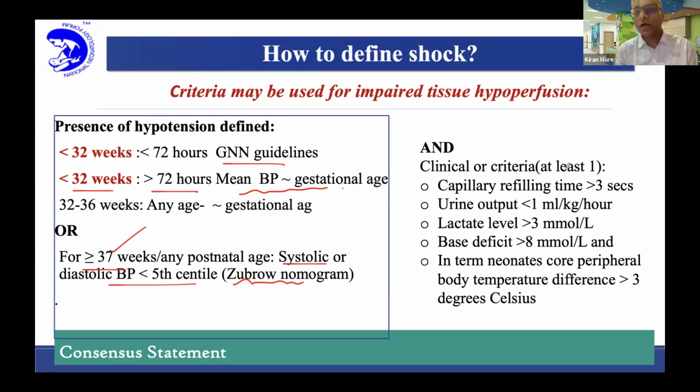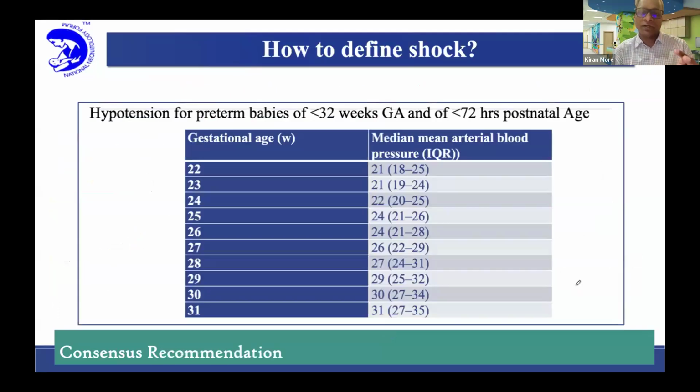And you need to have other characteristics as well: capillary refill more than 3 seconds, low urine output, high lactate, base deficit, and core to peripheral temperature difference. Then that constitutes a shock definition. And these are the nomograms I was talking about for babies less than 32 weeks and less than 72 hours. This is based on a large German Neonatal Network study. Here, somebody said they would follow 26 for a 26-weeker, but you can see the mean is actually 24 and the lowest cutoff is around 21.